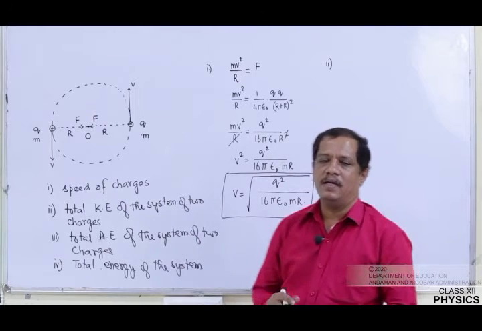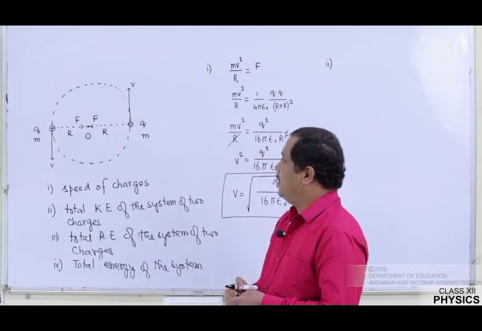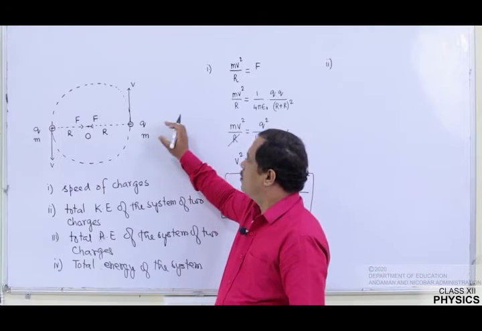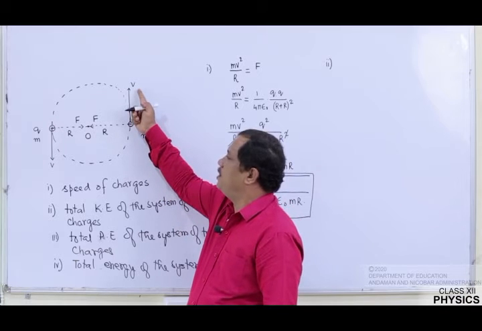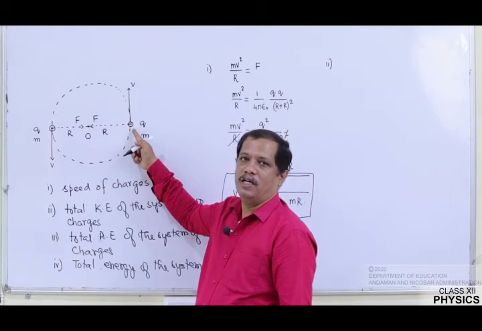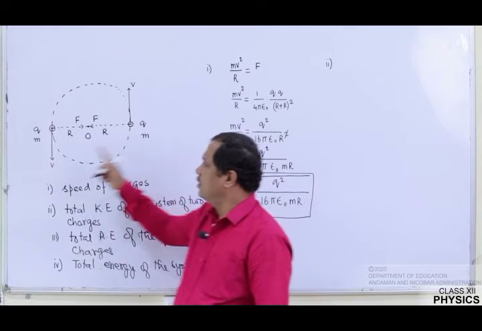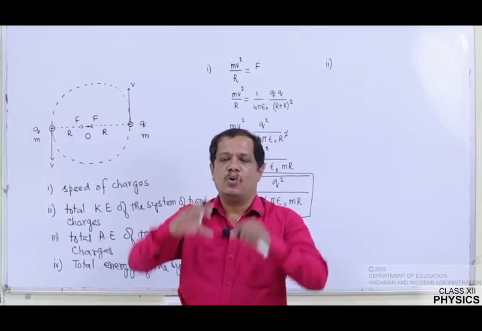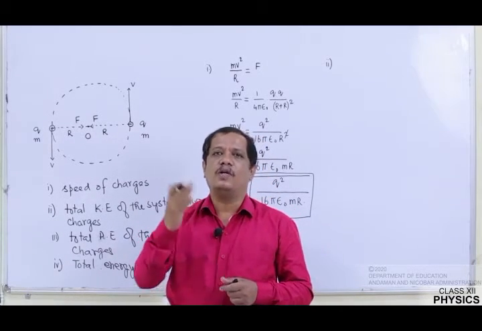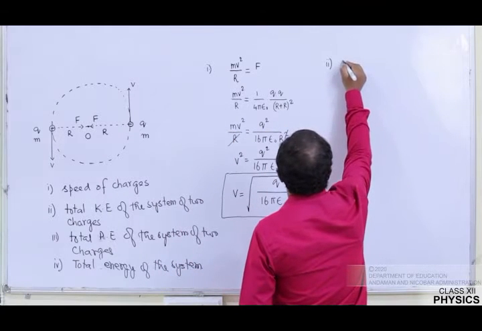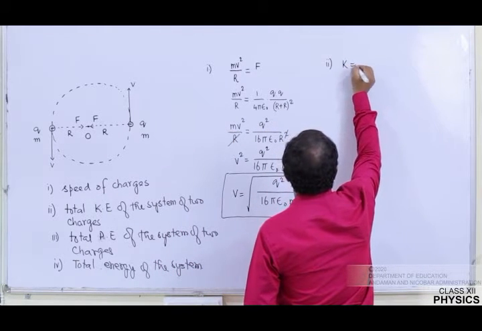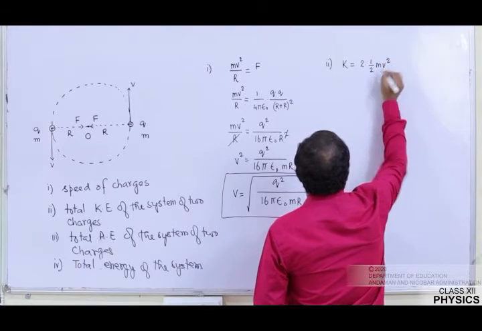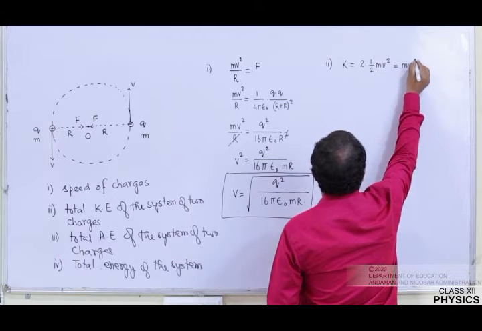I want to calculate the total kinetic energy. The kinetic energy expression I know is half mv square. If mass is m and speed is v, then the kinetic energy of this particle will be half mv square. Similarly, v is the velocity, m is the mass, so here also half mv square. So the total energy of the system will be the sum of the two, so 2 times half mv square. Total kinetic energy will be equal to 2 times half mv square, otherwise given as mv square.